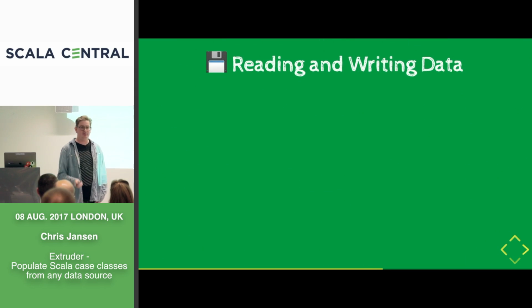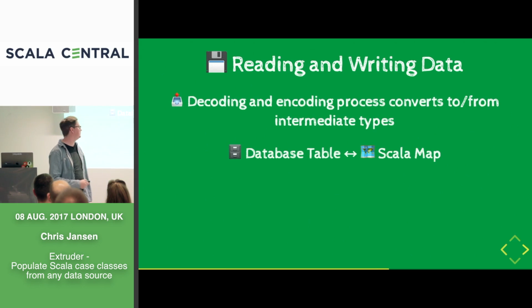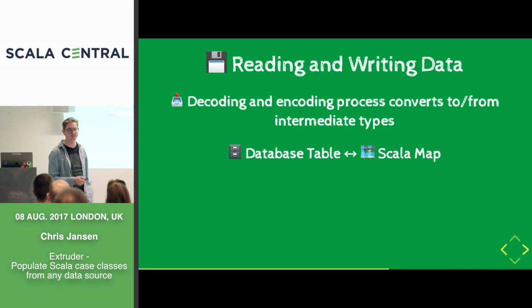A bit more about reading and writing data. Internally in a decoder, you have the option to convert to or from an intermediate type. This could be, say, from a database table to a Scala map. This saves you from making a call out to the database, which could be quite slow, every time you need to look up a key. You can preload all of the data that you need into a Scala map and then continue.